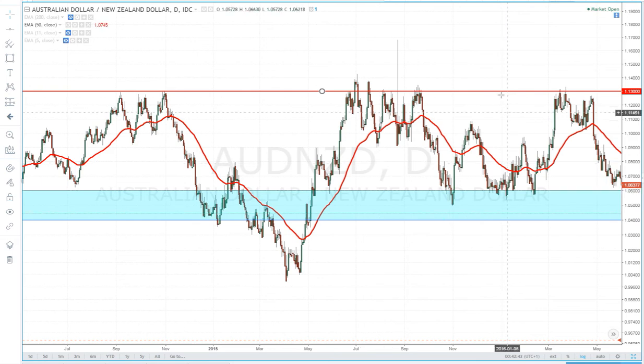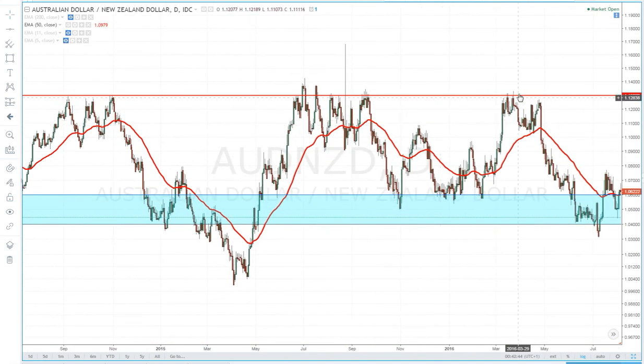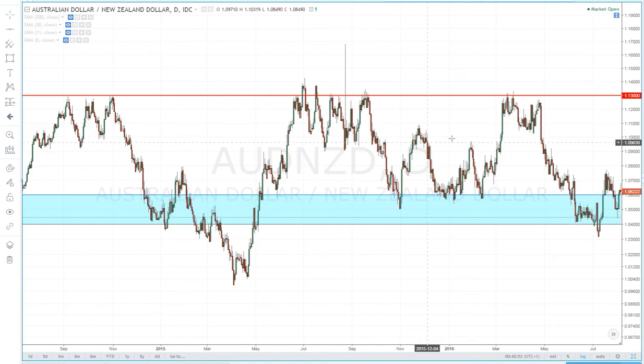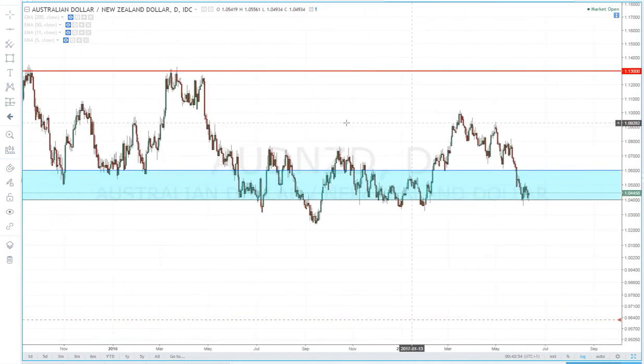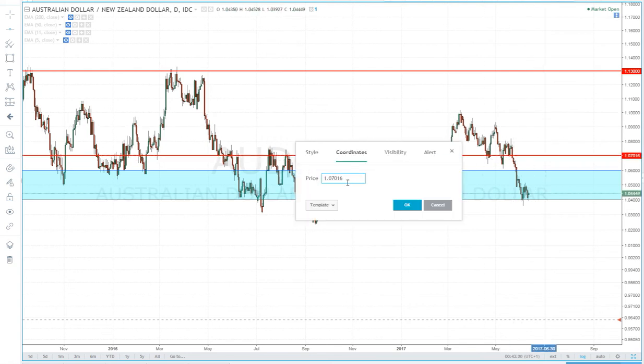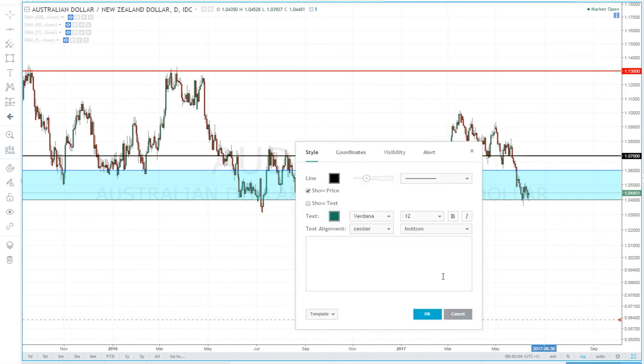There you are. So this red line here now represents a key weekly or monthly level for yourself, and it highlights it on the daily for you now. That's what you want to do. So the other lines I'll draw in will be just normal black lines now, and they're just daily levels. So for example, there's going to be one there at 1.07, and we'll change this to black now.